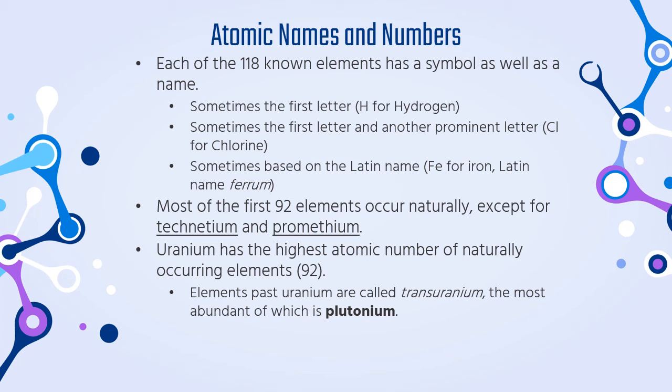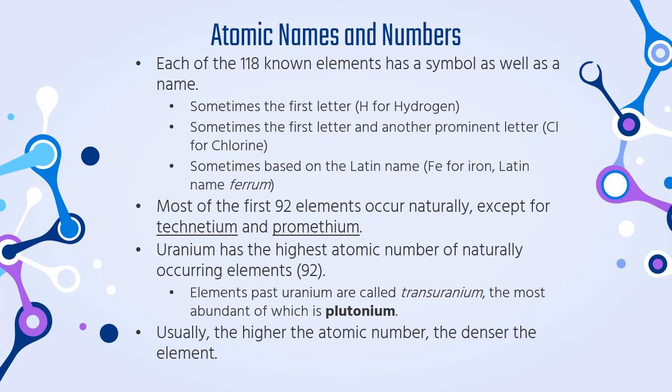The only way we have these particular elements is that they've been produced by scientists in a lab and are used for various things. Usually, the higher the atomic number, the denser the element. Think about it: when the atomic number goes up, you're adding protons. So you're adding more material, so it's getting denser. The densest element that we know of is osmium, which has the atomic number of 76. It's a metal, very similar to platinum.